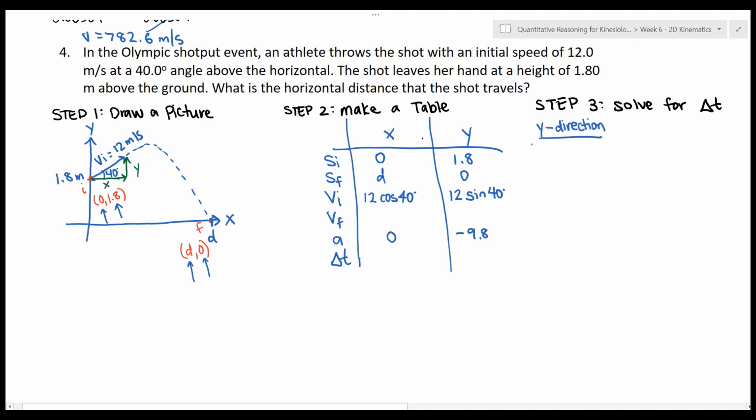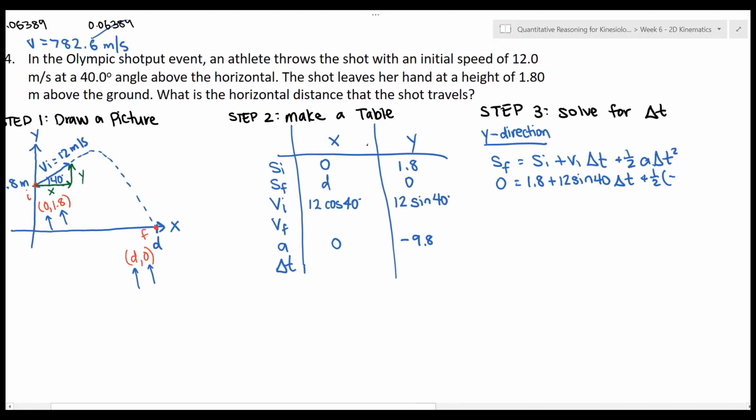Again, we don't know v final, we're not looking for v final, so I'm using the equation that doesn't have v final in it, which is s final equals s initial plus v initial delta t plus 1/2 a delta t squared. And I'm going to substitute everything that I know using just the numbers in the y column. So s final is 0, s initial is 1.8, v initial is 12 sine 40 degrees. Delta t is what I'm looking for, plus 1/2. A is negative 9.8. And then delta t squared.